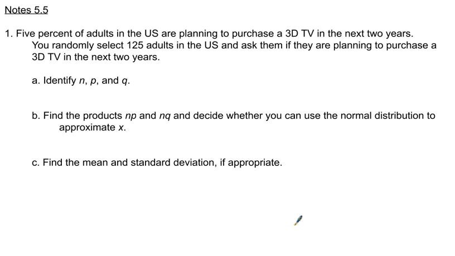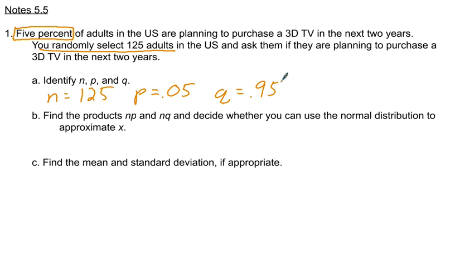So first we want to identify n, p, and q. Right. So looking at the problem, we are randomly selecting 125 adults, so that's n, that's the number of times we're repeating our experiment. And we want to ask them if they're planning to purchase a 3D TV in the next 2 years. Well, up here at the beginning of the problem, 5% are planning to purchase a 3D TV in the next 2 years. So our probability of a success is 0.05, and our probability of a failure is 0.95.